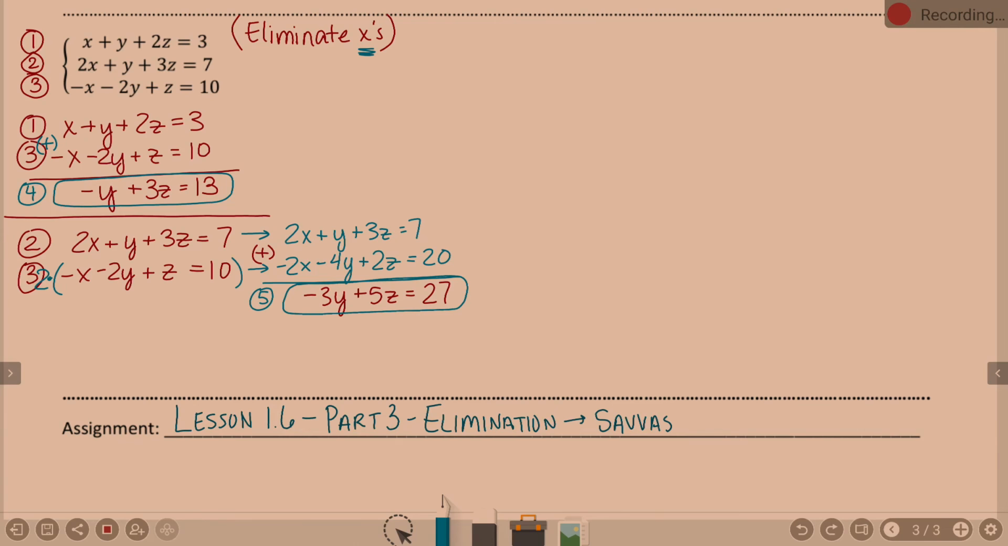So sometimes you have to do a little extra work from the beginning to find your equations 4 and 5. But now we're going to put equations 4 and 5 together and see what we can do with them. So 4 was negative y plus 3z equals 13. And 5 is negative 3y plus 5z equals 27. So there's my 4 and my 5.